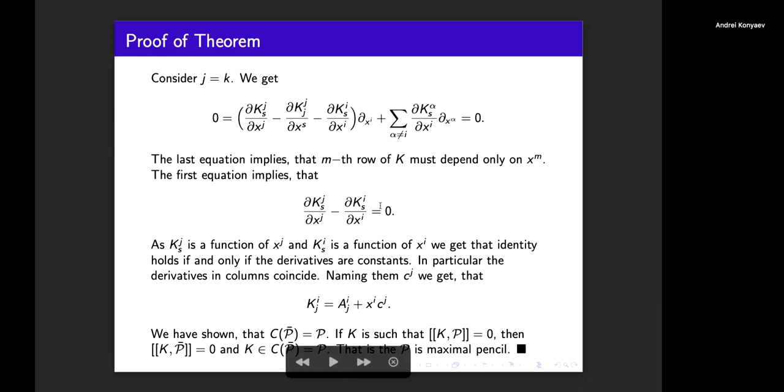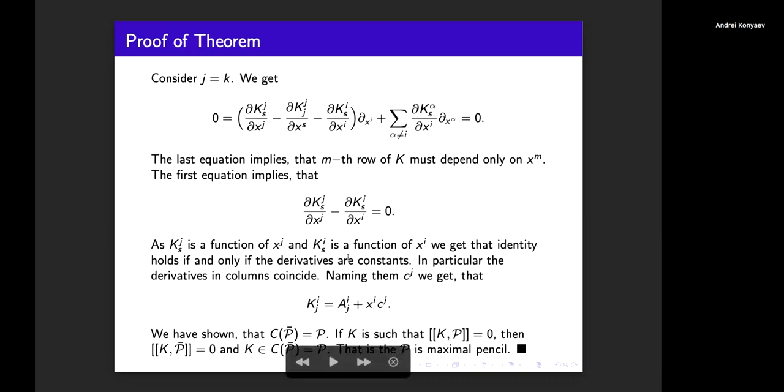And what is this condition? It says, look, if I take the row number j and differentiate it in j, then I get the same function as if I take the column number s and differentiate the element from row number I in I. This is a function of J, this is a function of I. They coincide identically because the bracket vanishes, Konyaev's bracket vanishes identically. It means that they're both constants, right? Because they cannot be anything else.